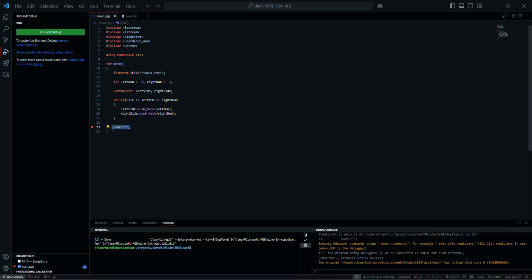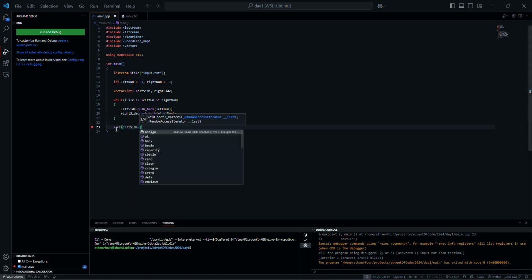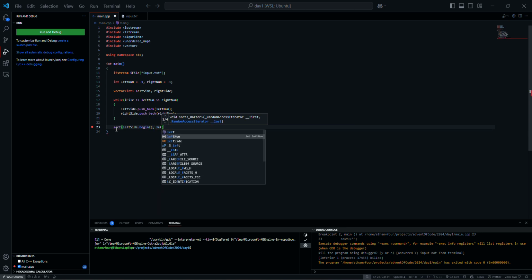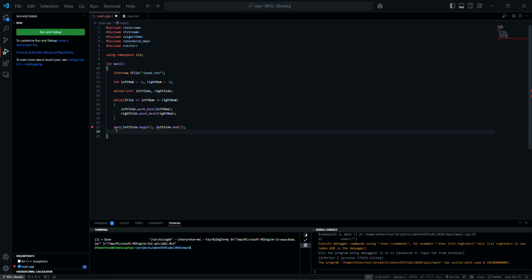Now that we got all these numbers, we need to figure out the smallest number, smallest number, smallest number. The immediate thing I thought was just sort it, right? We could do a heap and keep pushing into our heap and then keep popping from the heap, basically a min heap, but that's doing too much, I'd say. And this is not LeetCode. We're just trying to find the number, right? So all we're gonna do is just sort left side dot begin and left side dot end. And then basically the same thing, sort right side dot begin and then right side dot end.